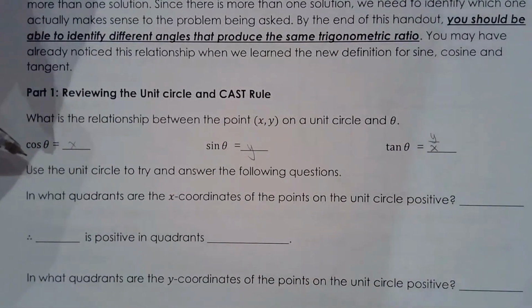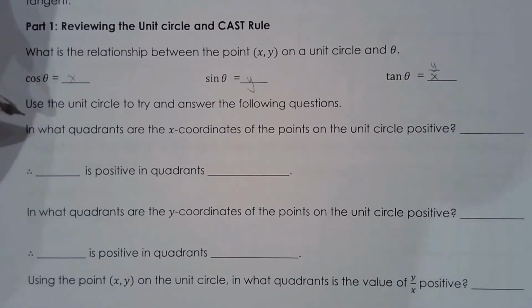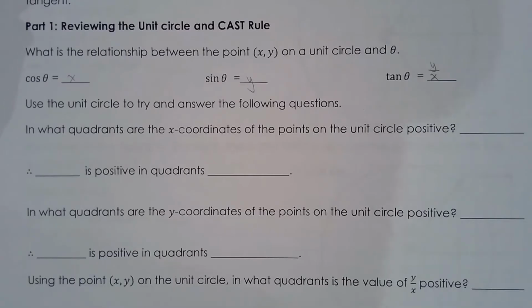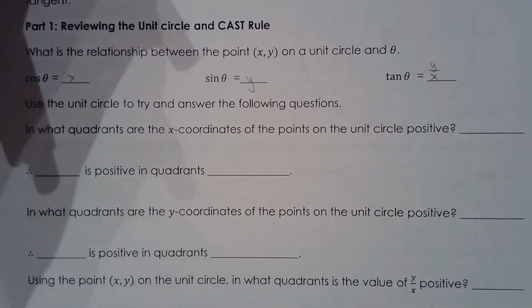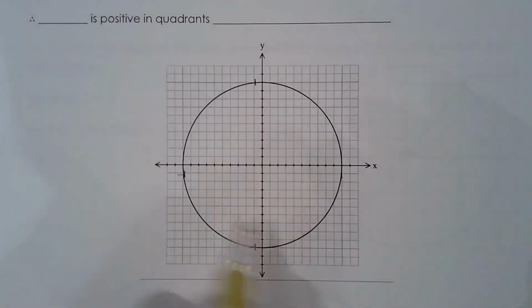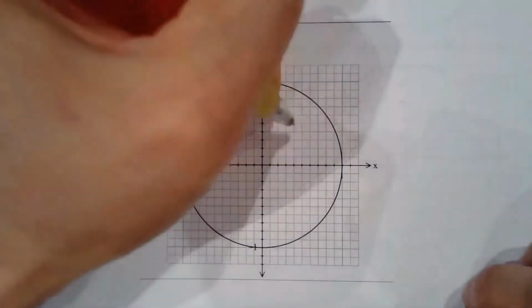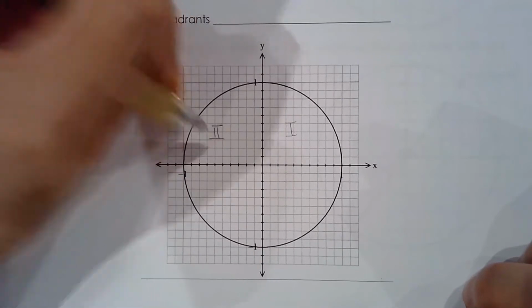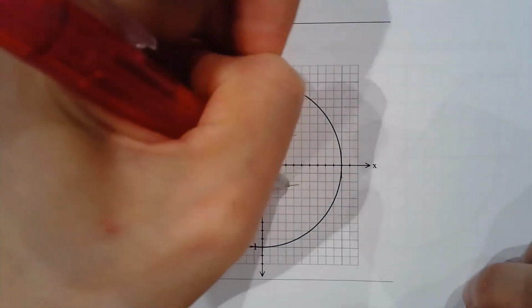So using the unit circle, try to answer the following questions. In which quadrants are the x-coordinates of the points on the unit circle positive? So you have an infinite number of points on the unit circle, but which of these points will have x-coordinates which are positive? Before we answer that question, just refresh your memory. You have 4 quadrants, and the way we label them is this is quadrant 1, and then you go counterclockwise. So this will be quadrant 2, quadrant 3, and quadrant 4.